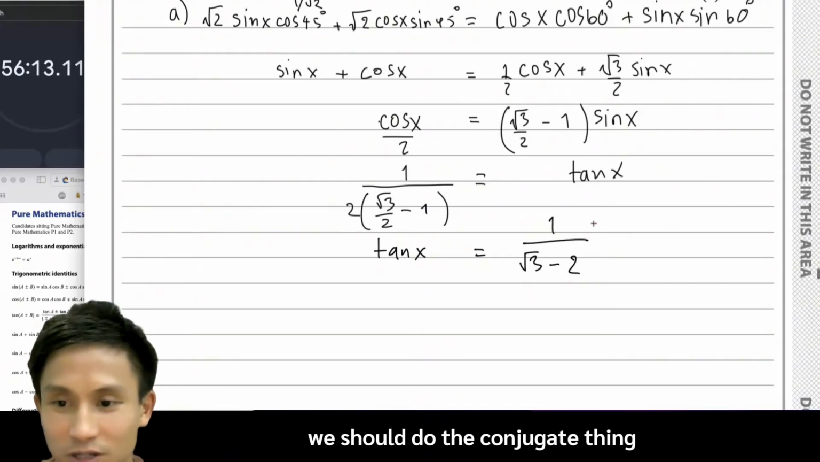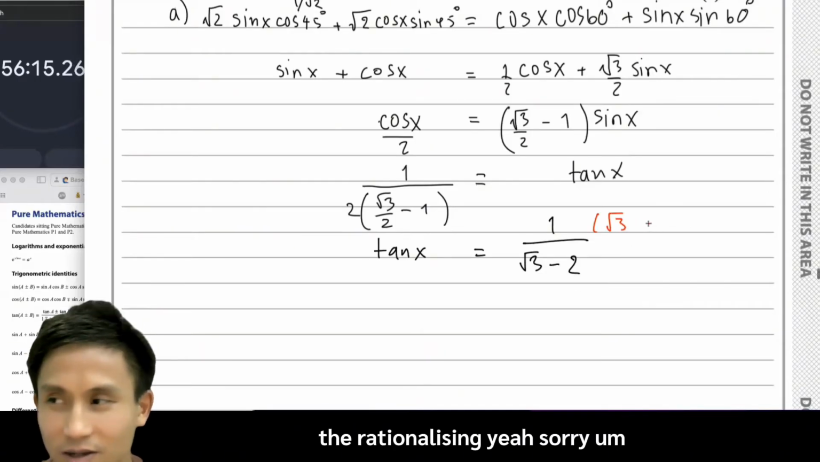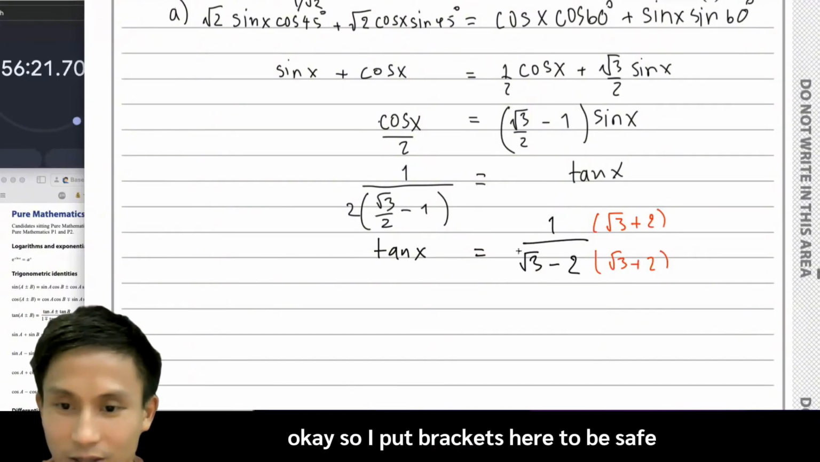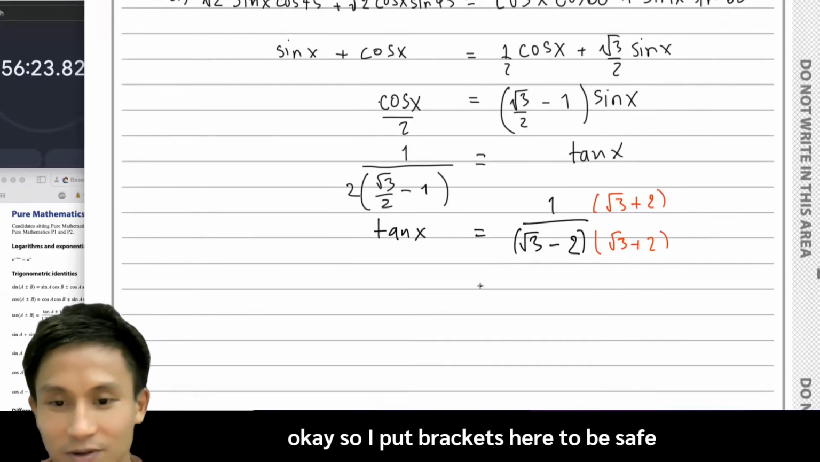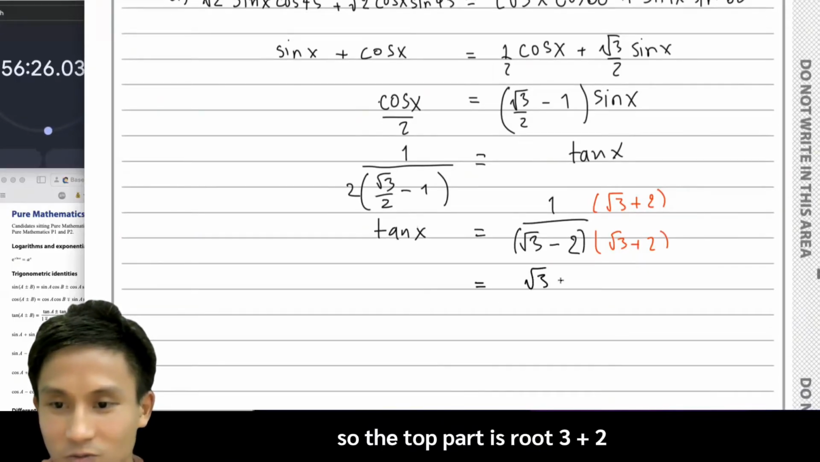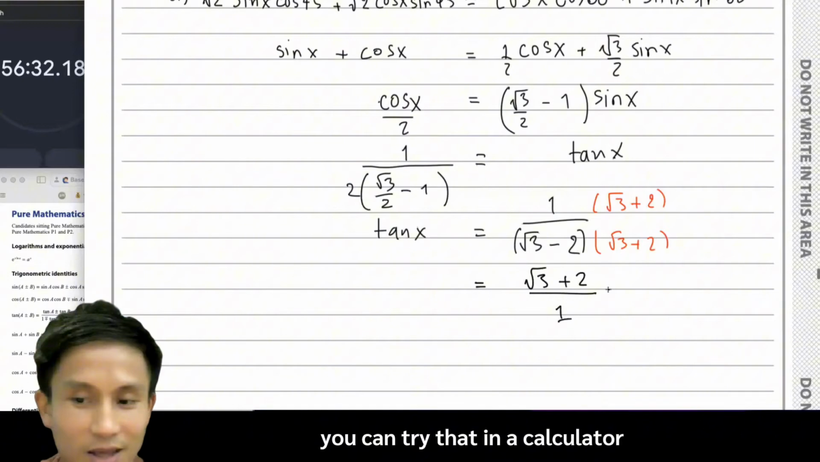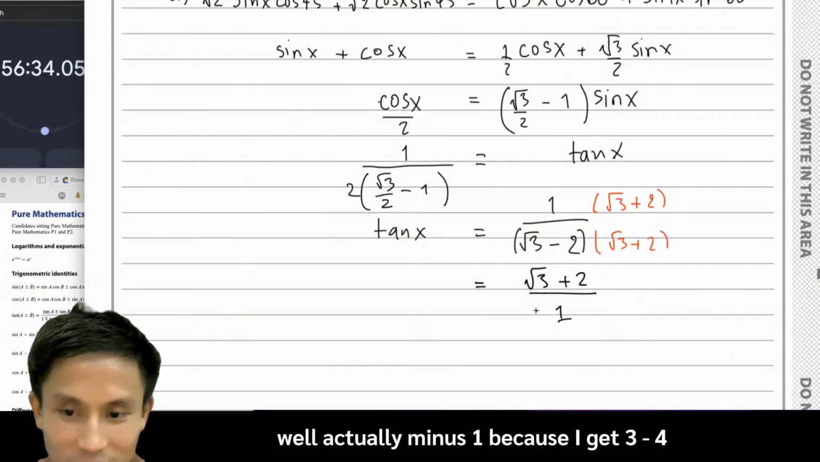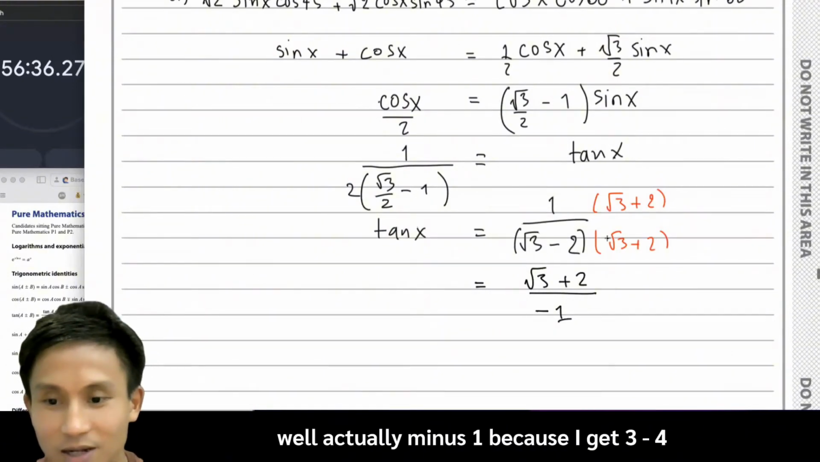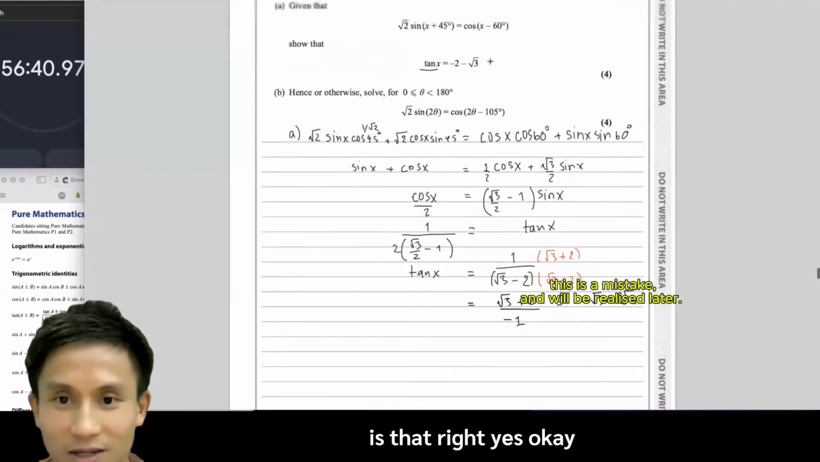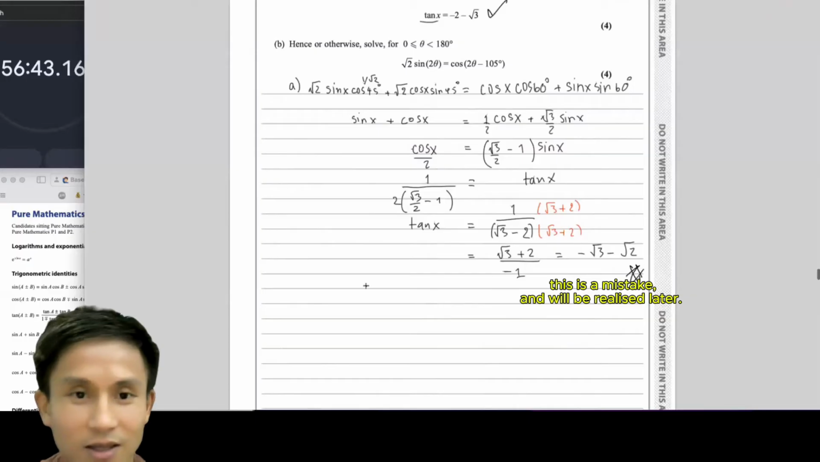Of course, guys, we should do the conjugate thing, the rationalizing. Sorry. Okay, so I put brackets here to be safe. The top part is root 3 plus 2. The bottom part is just 1, basically. You can try that in a calculator. Actually, minus 1, because I get 3 minus 4. So that would be minus root 3 minus 2. Is that right? Yes. Okay.